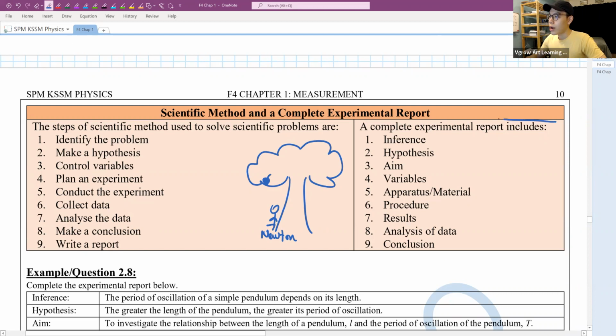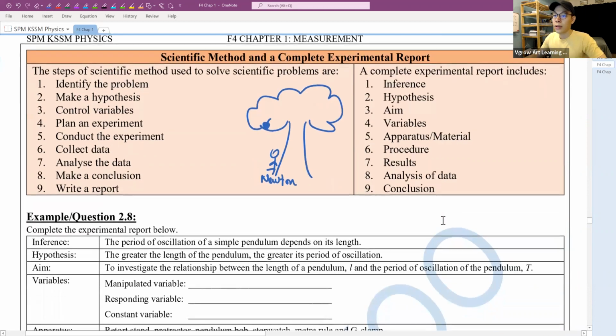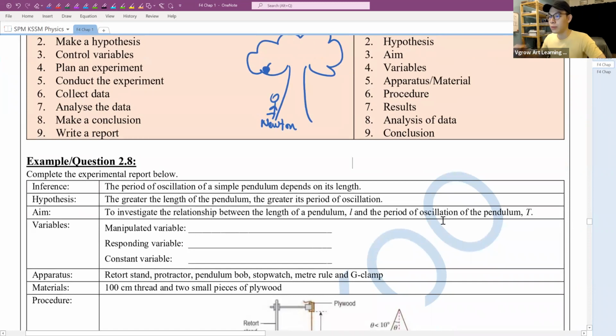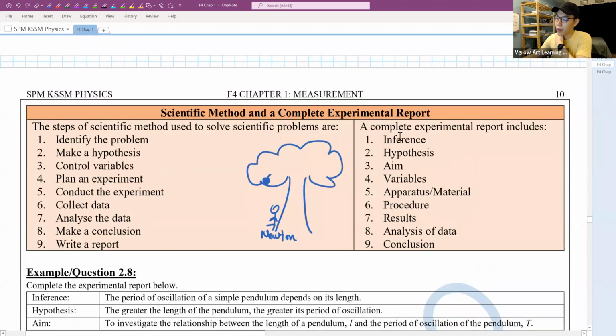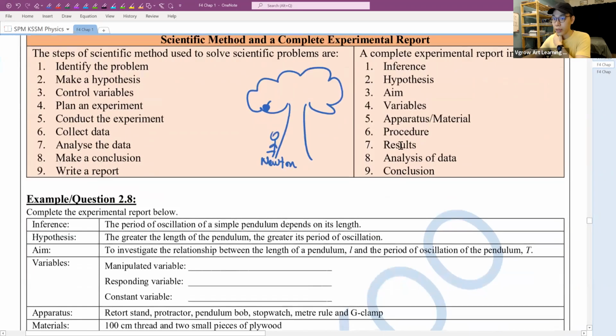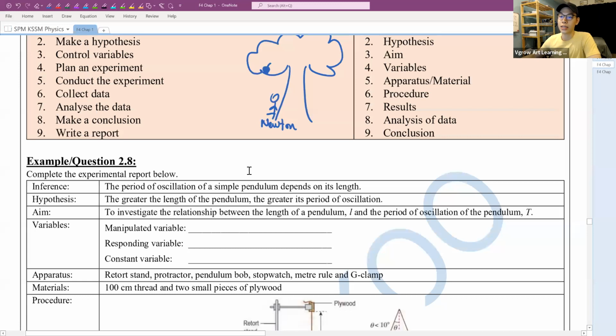So this one, we are going to cover in the next example, 2.8. It is on the period of oscillation of a simple pendulum. In here, there is a complete experimental report. The first thing we talk about is the inference. Remember, point number one, inference. They ask us to complete the experimental report.